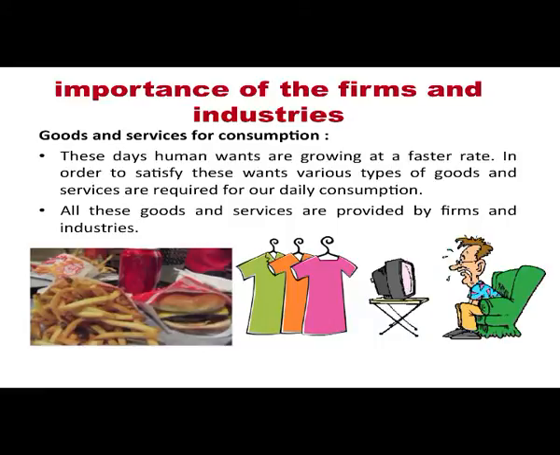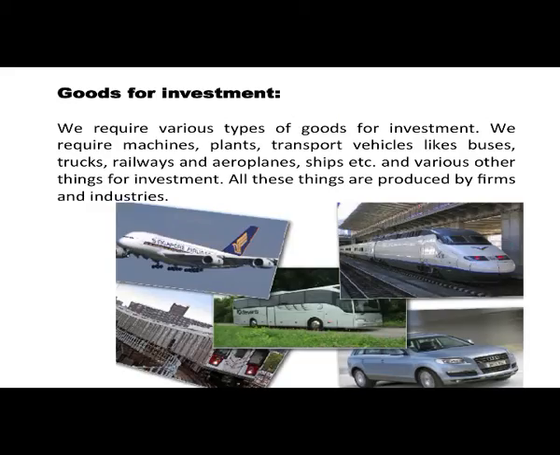First and foremost, they produce goods and services for consumption. These days, human wants are growing at a fast rate. In order to satisfy these wants, various types of goods and services are required for our daily consumption. All these goods and services are provided by firms and industries. We require investment goods such as machines, plants, transport vehicles, etc. and various other things for investment. All these things are produced by firms and industries.